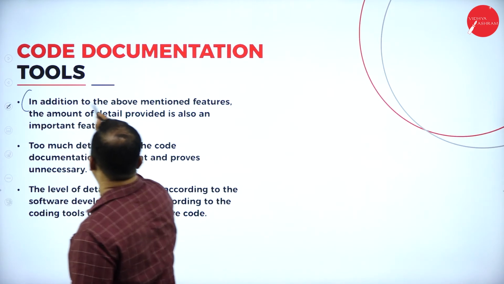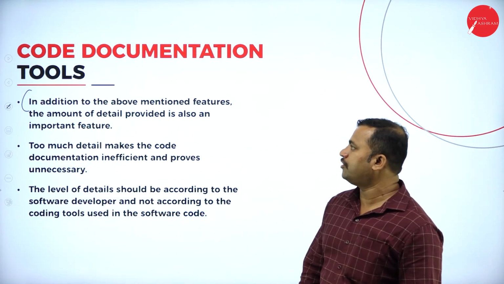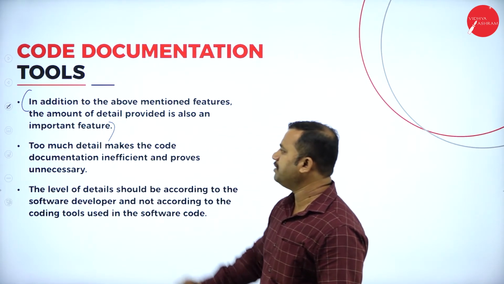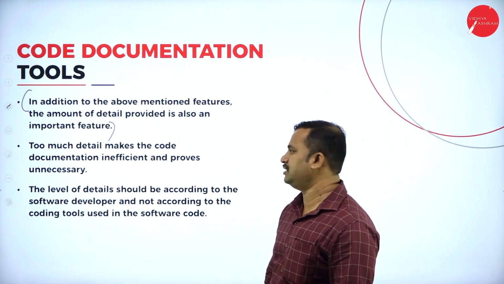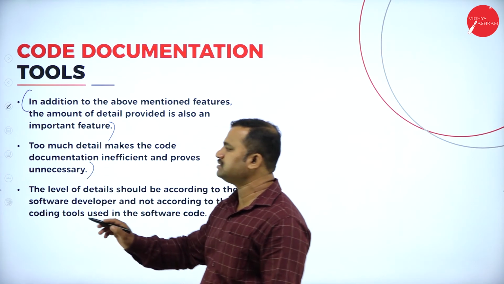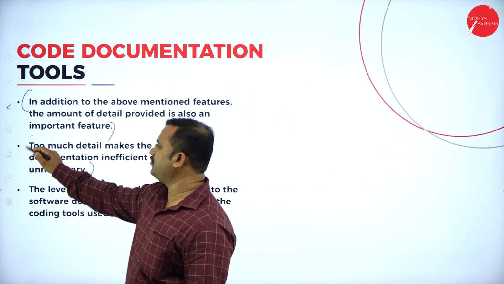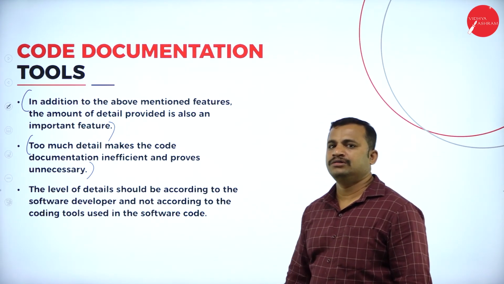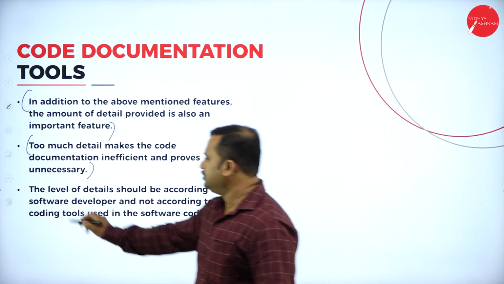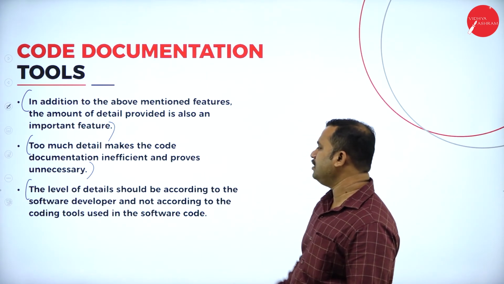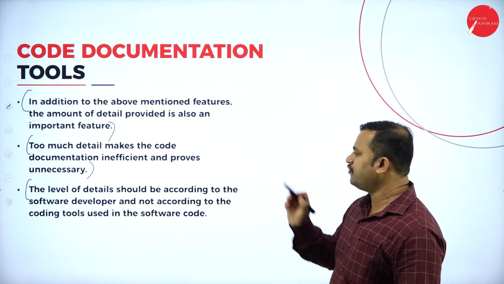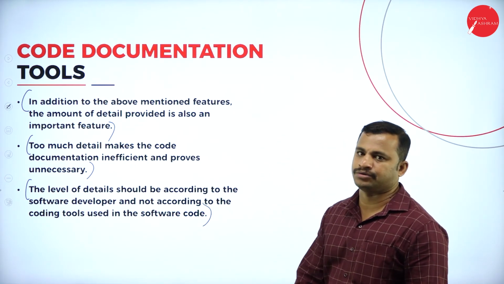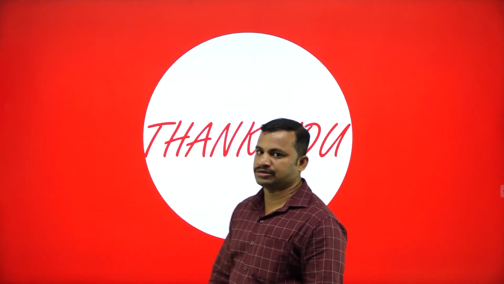In addition to the above mentioned features, the amount of detail provided is also an important feature. Too much detail makes the code documentation inefficient and proves unnecessary. That means that it is not at all required. Only a few of the important pieces of information are furnished in the form of documents. The level of detail should be according to the software developer and not according to the coding tools used in the software code. That has to be noticed here.